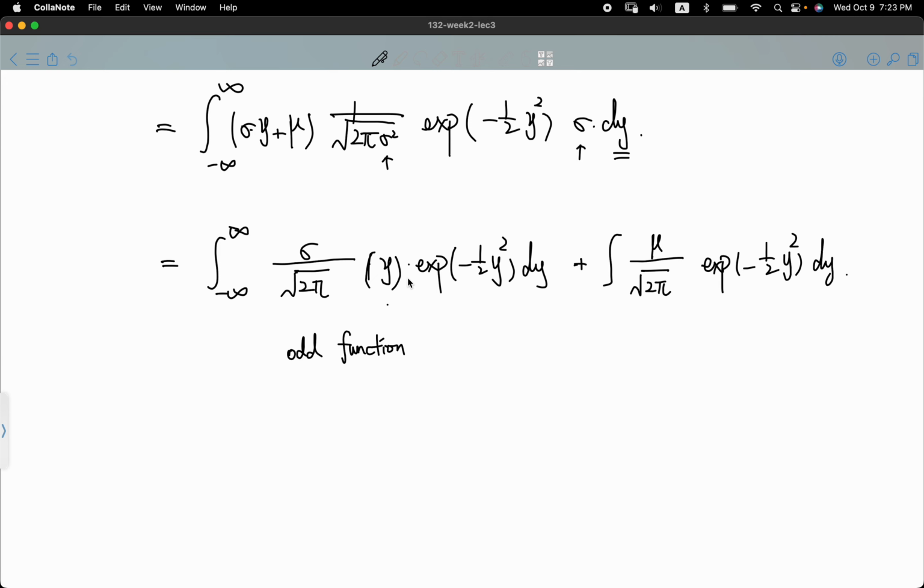Which have the following property: f of negative x. We say a function is an odd function if f of negative x is equal to negative f of x. You can check this: if you input a negative value, you essentially get the negative of the original function. So that's that. Now for the part that I underlined, the exponential term, this is an even function.